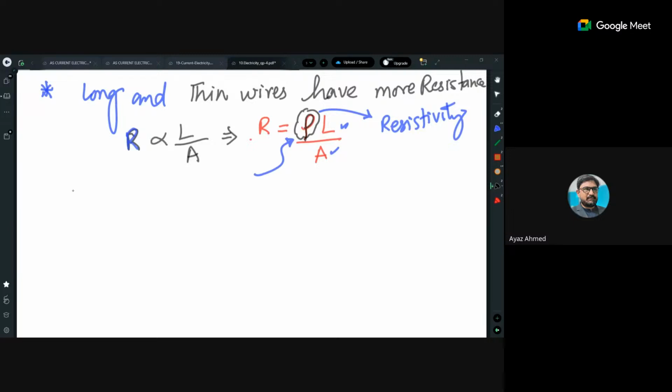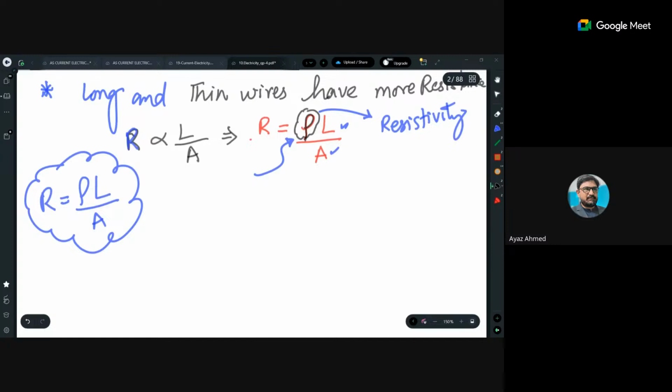So you have to recall this equation now. First of all, I would request you all to just recall this equation, rho L divided by A. This is the equation which will help you out a lot, and there are so many MCQs which would be solved by this. In this equation, the area is mentioned, but you know that in wires it is the area of cross section.